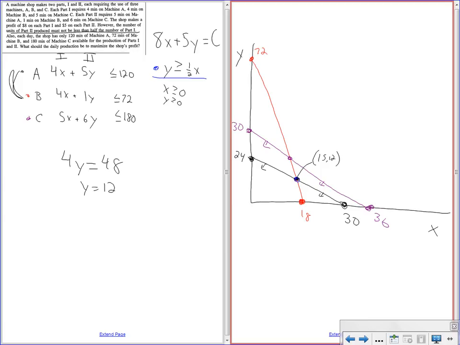Okay? Now, 15 and 12 I'm going to use as a test point.